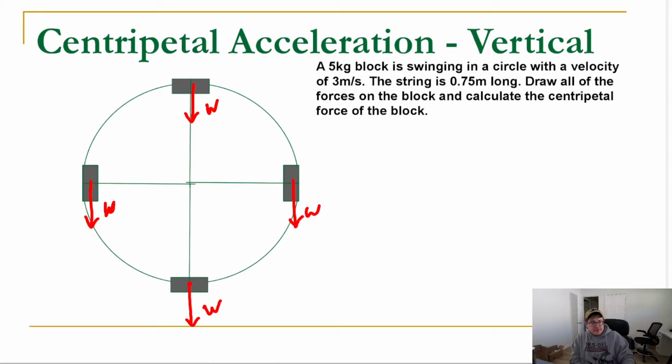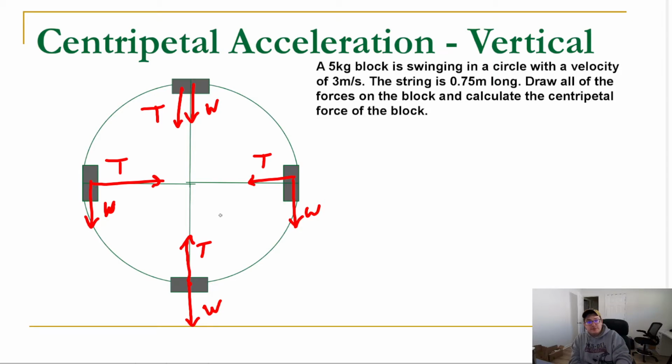What other forces do we have going on there? Well, since we have a rope pulling inwards, we're going to call that tension. But notice tension changes the direction it's pulling based upon where it's at. So at the bottom of the circle, it's pulling up. When you're on the left or right, it's pulling inwards, and at the top, pulling down. And so that's what we're going to call all of the forces on the block.